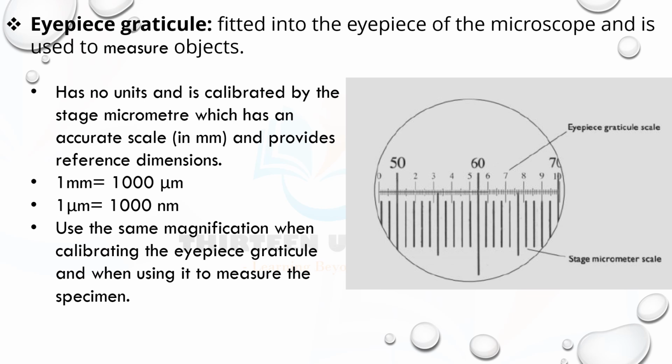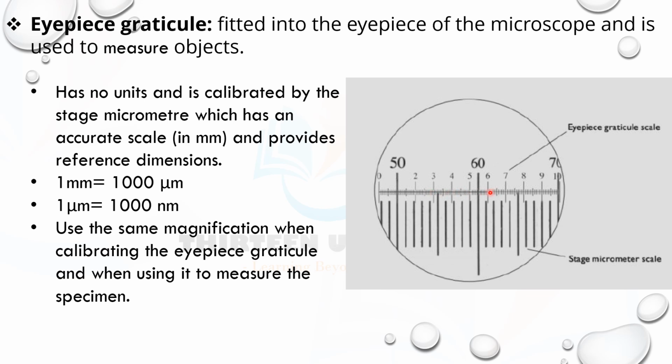Now we're looking at calibration of the eyepiece graticule. Calibration of the eyepiece graticule. So, guys, remember, if you want to measure something under the microscope, you need 2 scales.